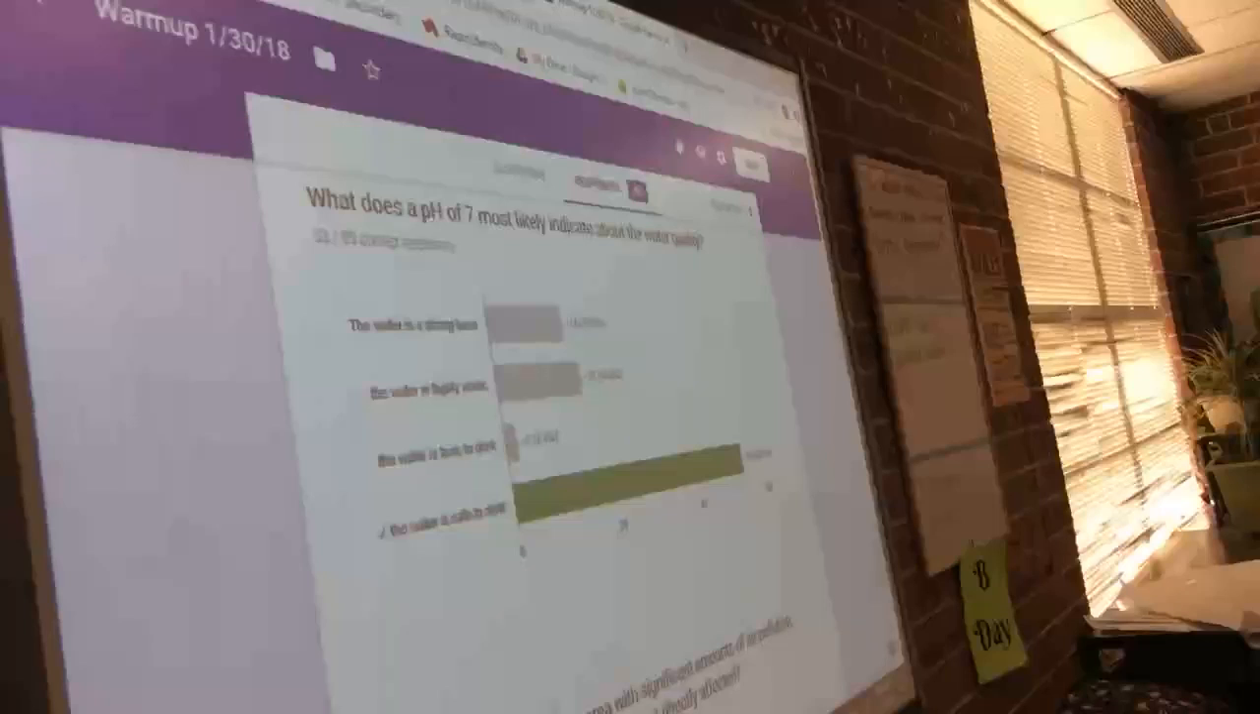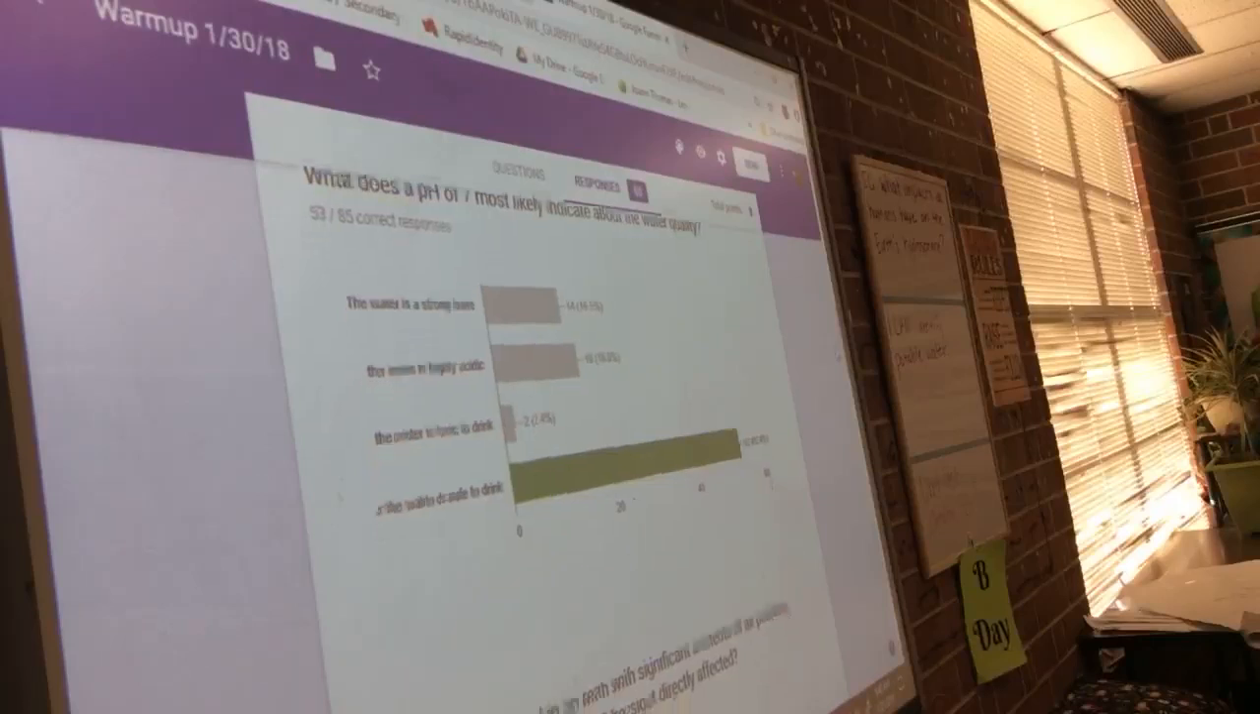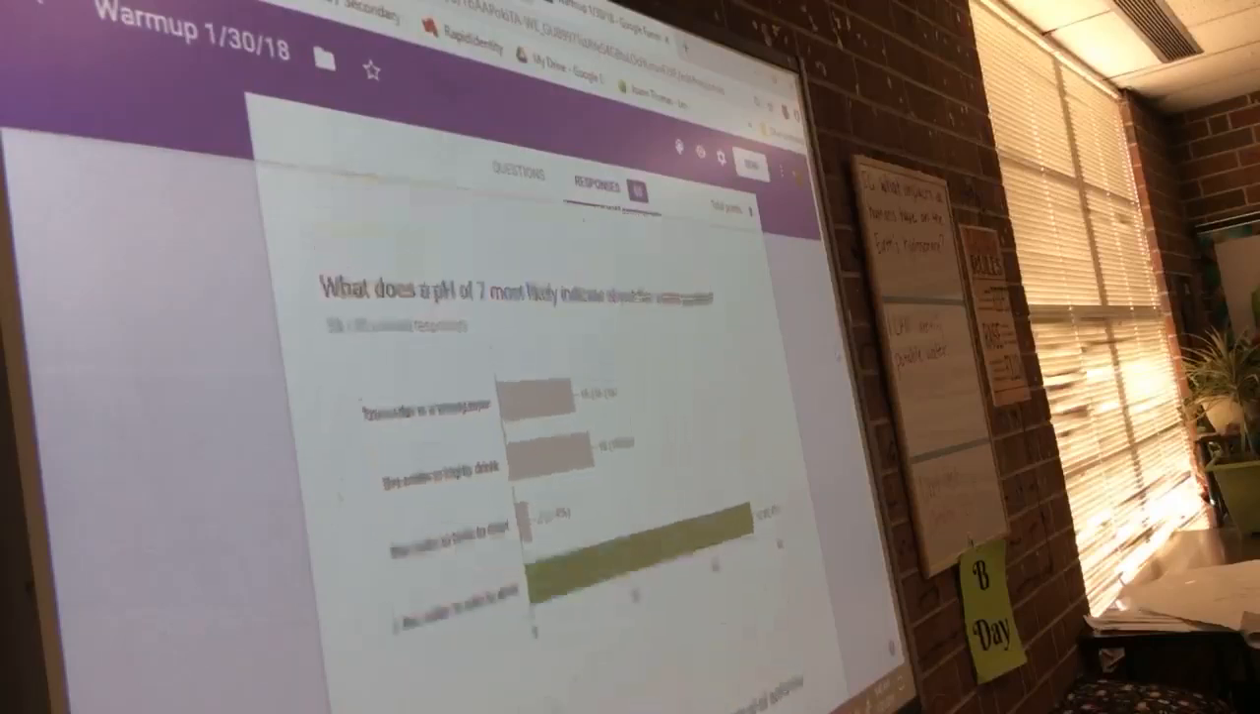So you'll see that it's kind of like wrong, but it's not wrong. So first one, what does a pH of 7 most likely indicate about the water quality? Most of you should know, no, I won't say most, all of you should know that a pH of 7 is neutral. That's where we like our water to be. So if you're looking at an indicator of water quality just by the pH, then we would say it's safe to drink because it's 7.